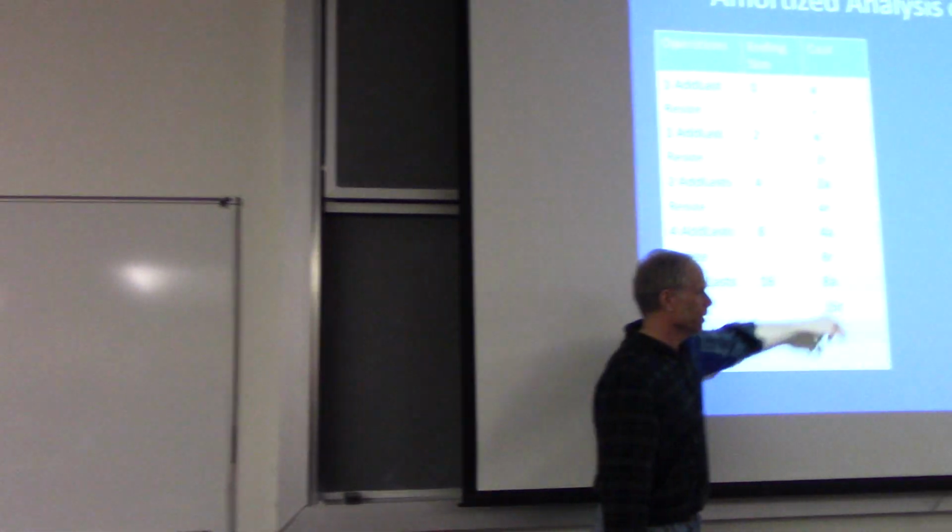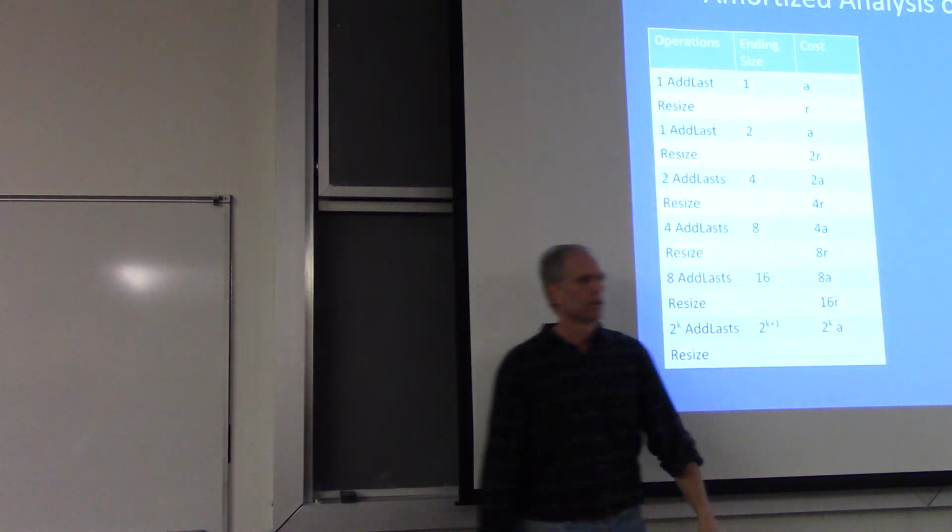2 to the k times a, and then that triggers a resize. And what's the pattern that you see? It's always that the coefficient for the resize is twice the coefficient for the adds up there. So what's this going to be here? 2 to the k plus 1. 2 to the k plus 1 times r.